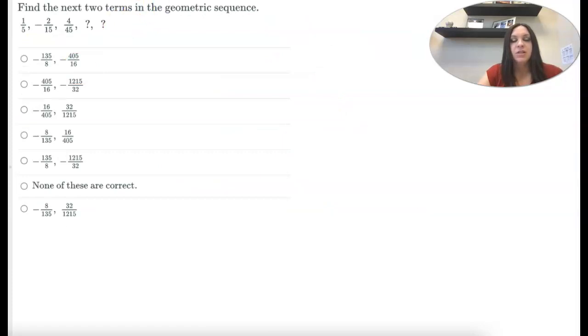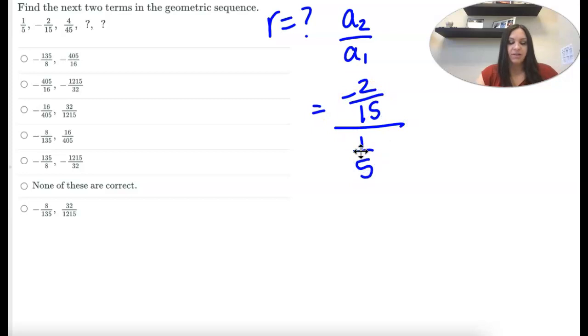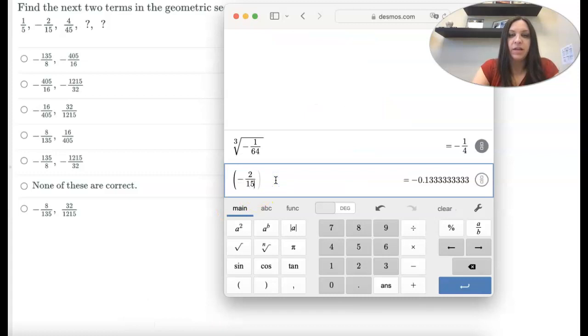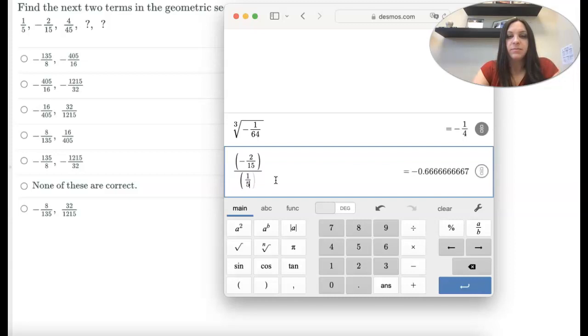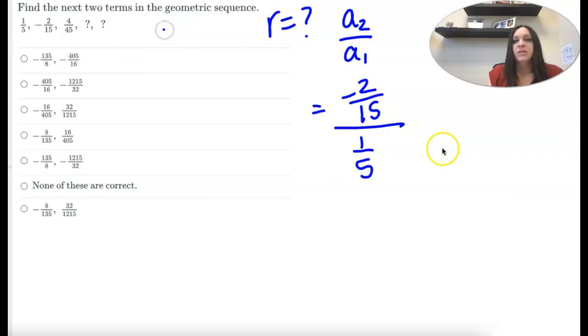Find the next two terms in the geometric sequence. So we're given the first three terms, we just need to continue. So we need to figure out what's r, what am I timesing by? And remember, you take the second term divided by the first term. So negative 2 over 15 divided by 1 over 5. I put negative 2 over 15 in parentheses just so it stays together. And then dividing by 1/5 gives you negative 2/3. So r is negative 2/3, that's your multiplier.